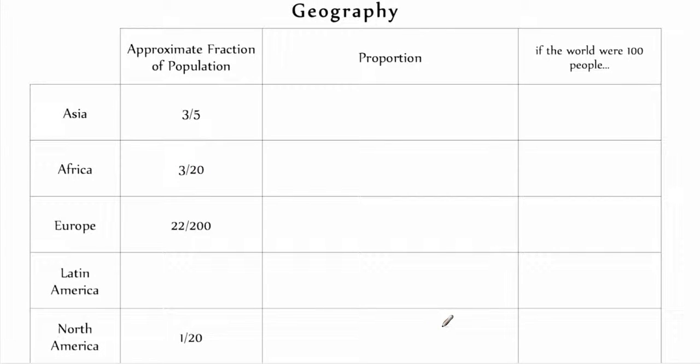Jump ahead in your packet and let's look at the section on geography. Here, instead of giving us the population, they give us the approximate fraction of the population. So for instance, 3/5 of the population in the world resides in Asia, or 22/200 resides in Europe. So to set up a proportion, we want to know how many are in Africa versus the total. And they tell us it's a ratio of 3:20. We want to know what would that be out of 100.